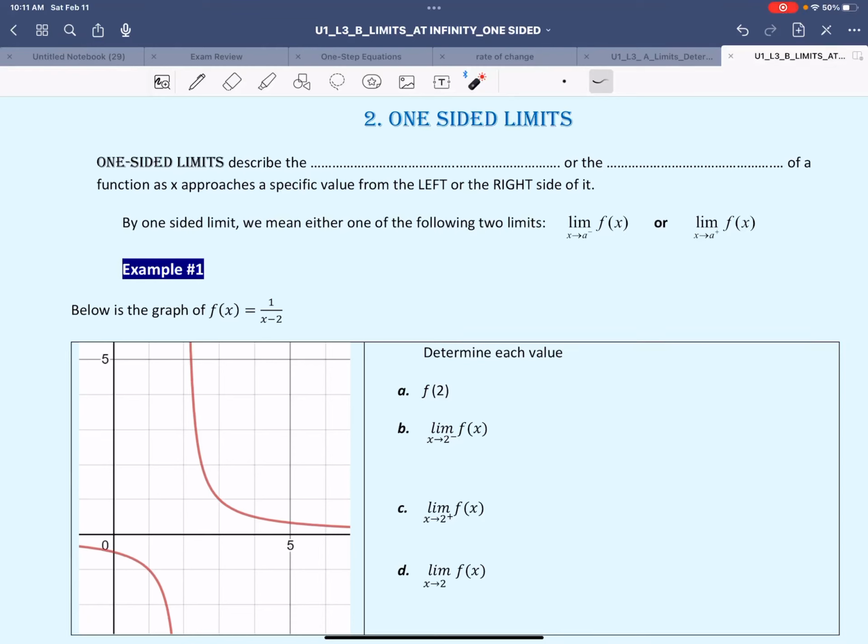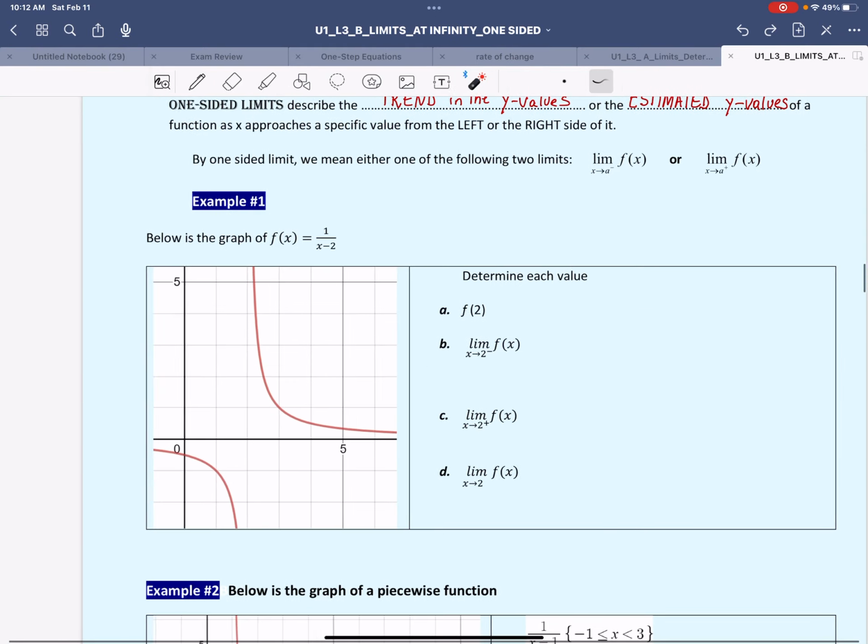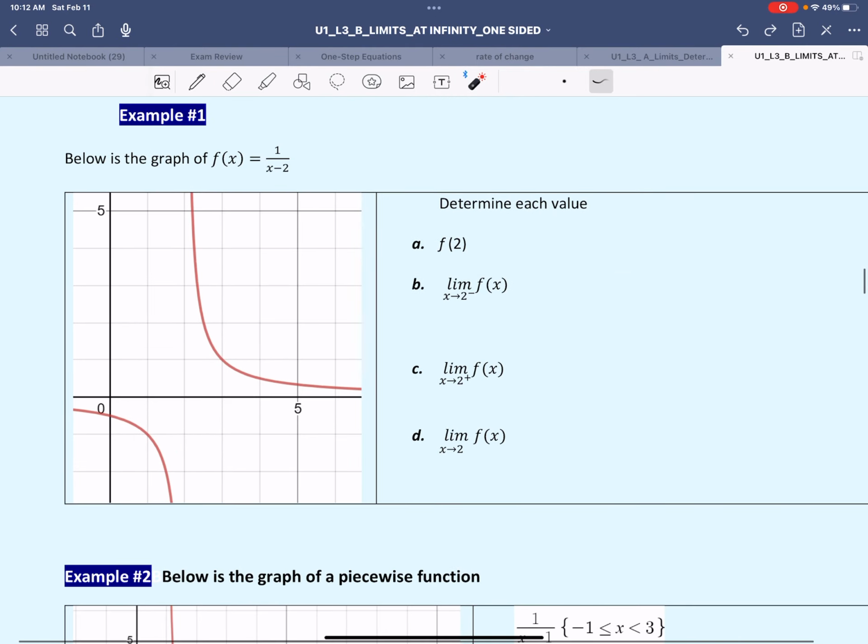In this lesson, we'll explore the one-sided limits. So the one-sided limits describe the trend in the y values, or the estimated y values, of a function as x approaches a specific value from the left or the right side of it. So by one-sided limit, we mean either one of the following limits: the limit of f of x when x approaches a specific value from the left side of it, so a minus, or the limit of f of x as x approaches a specific value from the right side of it, so a plus. So let's take a look at some examples where we'll discuss the one-sided limits.